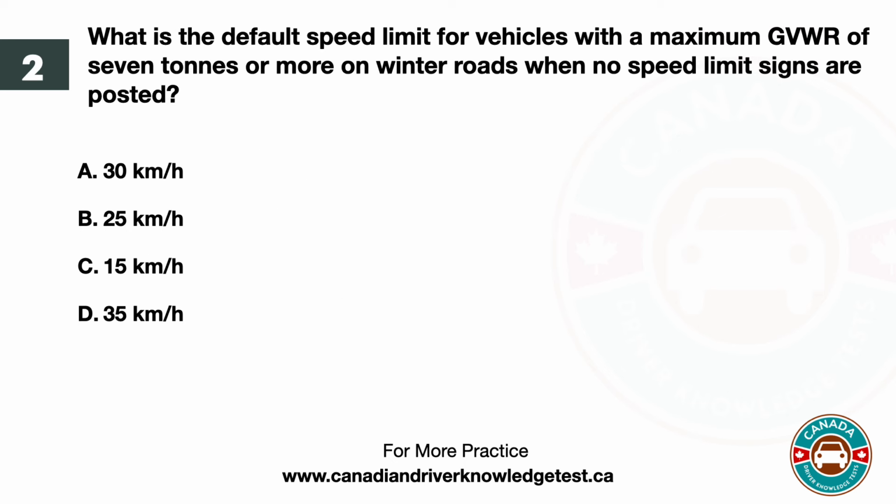Question 2. What is the default speed limit for vehicles with a maximum GVWR of 7 tons or more on winter roads when no speed limit signs are posted? A. 30 kilometers per hour. B. 25 kilometers per hour. C. 15 kilometers per hour. D. 35 kilometers per hour. The answer is C. 15 kilometers per hour.